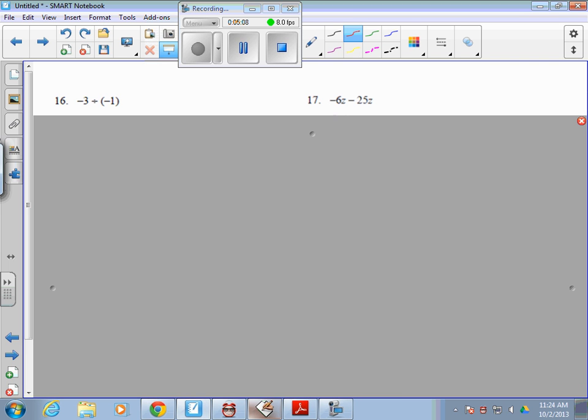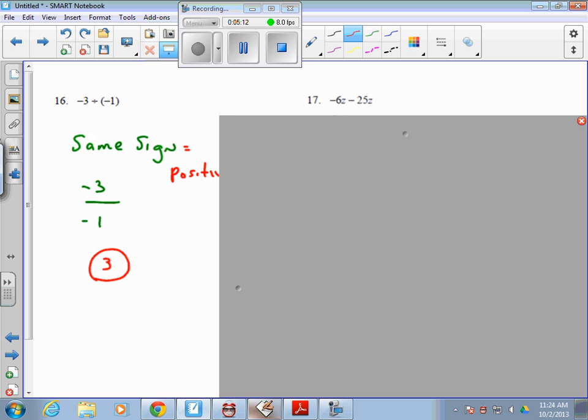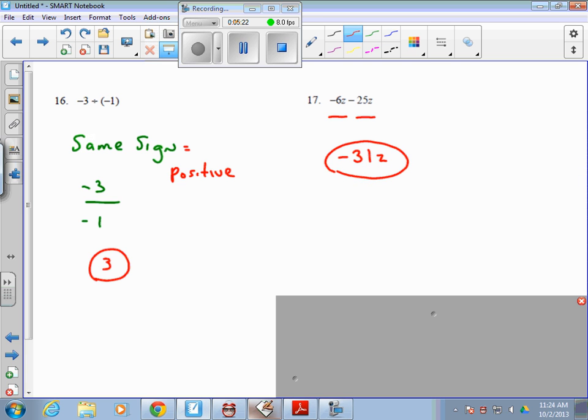16 says negative 3 divided by negative 1. A negative divided by a negative. Anytime they're the same sign, it's going to be positive 3. Negative 6z minus 25z. We put those like terms together. We're just subtracting them. So add the absolute values, 6 and 25, and you get 31. And keep that common sign negative to remain negative 31z.